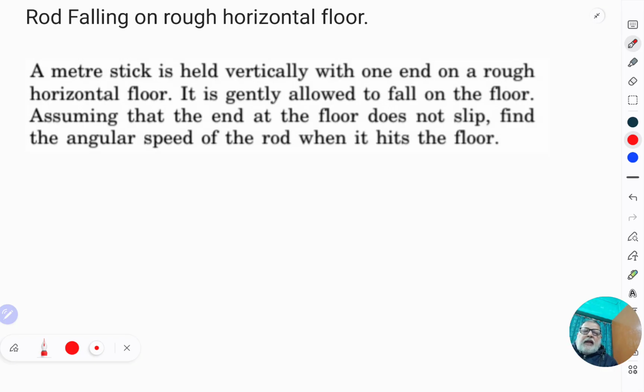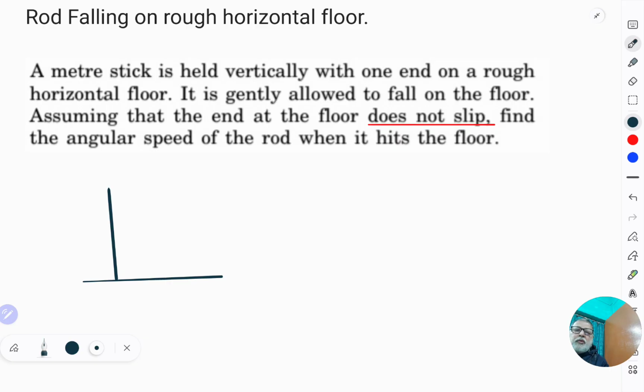Assuming that the end at the floor does not slip, mind that it is important, find the angular speed of the rod when it hits the floor. Now, to work out the problem, let me first draw a suitable diagram. This is the horizontal floor, and initially the rod is standing vertically on this floor.